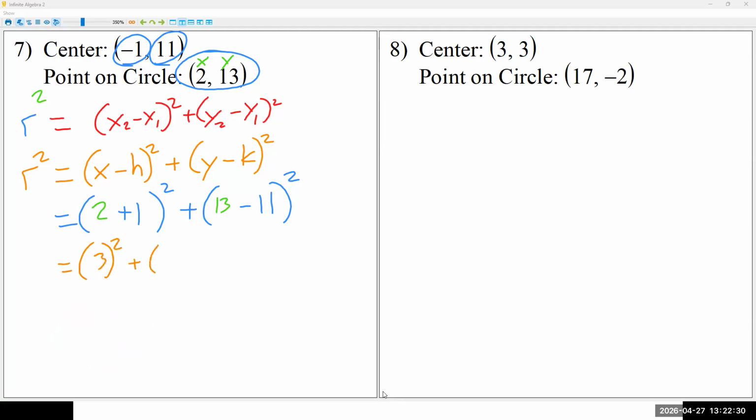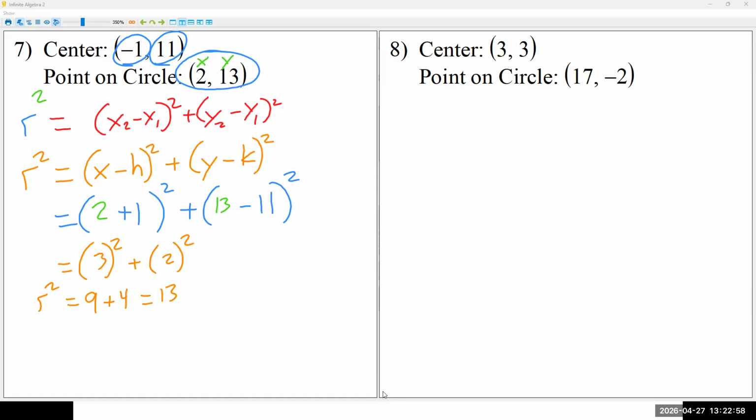13 minus 11 is 2. 2 squared is 4, and 3 squared is 9... wait, as said: 2 squared is 9, 2 squared is 4, and 9 plus 4 is 13. So again, that's r squared. You might be like, I don't know what the square root of 13 is, and it doesn't matter. We just care what r squared is. The radius is the square root of 13, but all we care about is r squared.